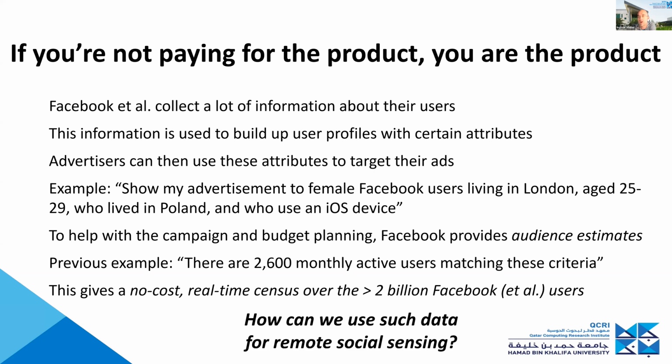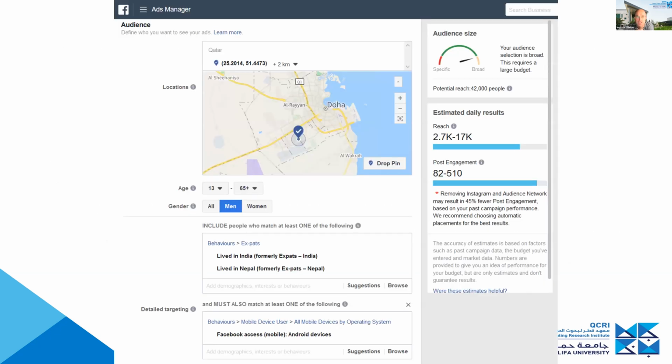So the question is, how can we use this for remote social sensing? First, let me try to make this as concrete as possible. This is a screenshot of Facebook's advertising platform, where you can see that I'm targeting people in a particular part of Doha. It's not even all of Doha, just part of Doha. Ages 13 and above, only men, but not all men, only men who either lived in India or Nepal, and also who use Android devices.